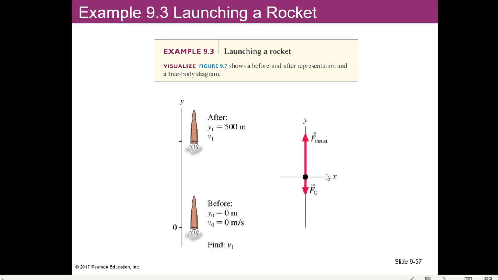So clearly we can see that the thrust force is doing positive work. Why? Because the thrust force and the displacement of the rocket are in the same direction. Gravity, on the other hand, is doing negative work. And you can see that because the gravity force is in the opposite direction from the displacement. So remember, the change in the kinetic energy is going to be the net work done on the particle. So we have to take the positive work that's done by the thrust and add it to the negative work that's done by gravity to get the net work that's done. And then that's going to equal the change in the kinetic energy.